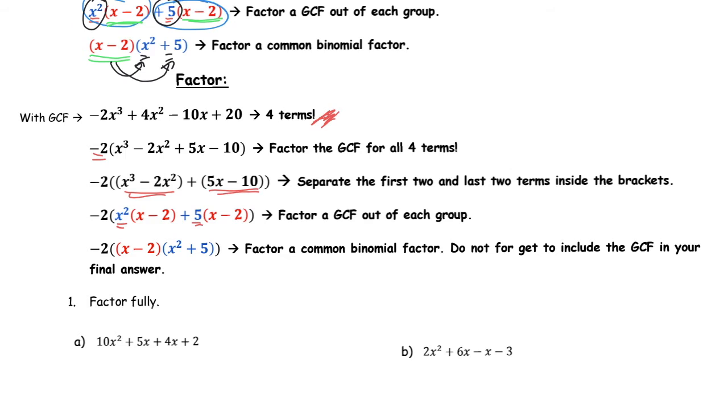And so now I've got this common x minus 2 that I then take out. Now, bear in mind, I've still got that negative 2 out front. So negative 2 times x minus 2. And then I've got the x squared and the positive 5 left over that remain when I take out that common binomial.